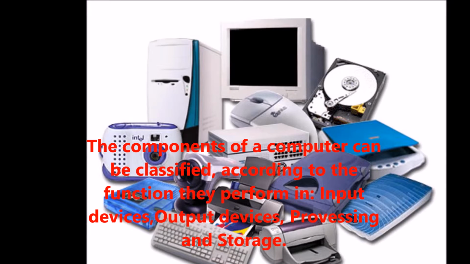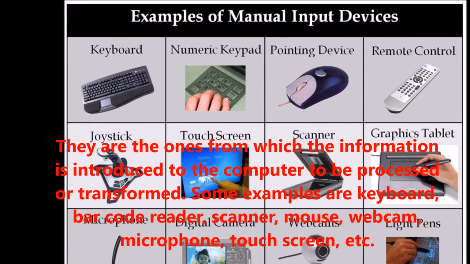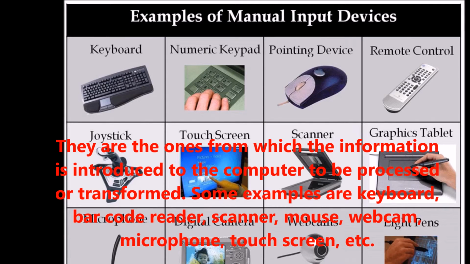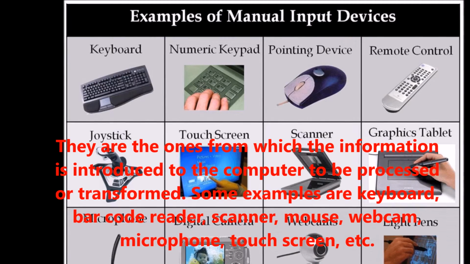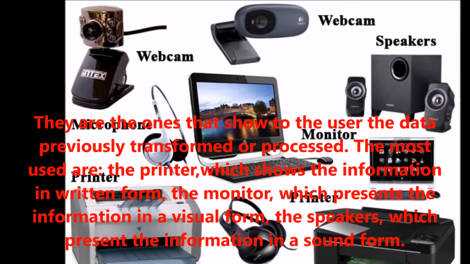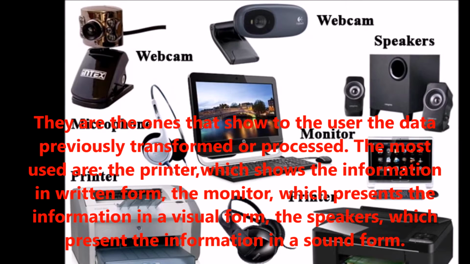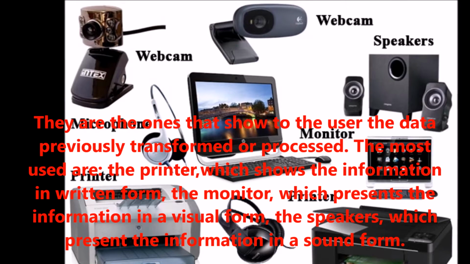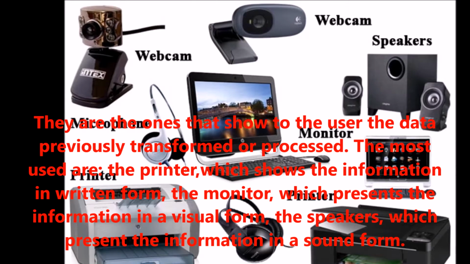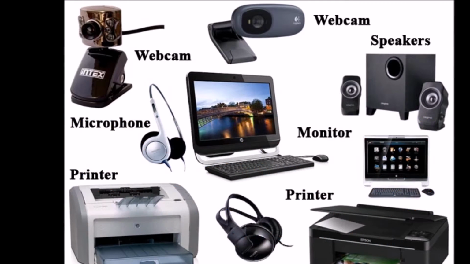Input devices. They are the ones from which the information is introduced to the computer to be processed or transformed. Some examples are keyboard, barcode reader, scanner, mouse, webcam, microphone, touchscreen, etc. Output devices. They are the ones that show the user the data previously transformed or processed. The most used are the printer, which shows the information in written form, the monitor, which presents the information in a visual form, and the speakers, which present information in sound form.